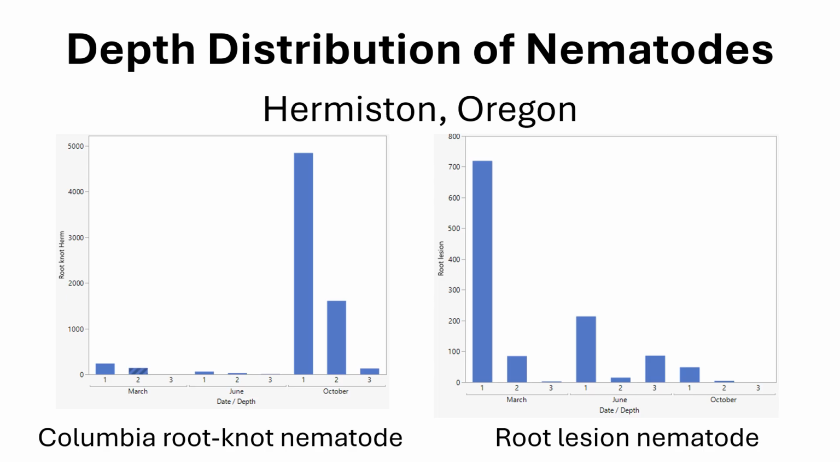We also saw the root lesion nematode in all 3 fields, but here we're starting with Hermiston, and you can see that the root lesion nematode had high population numbers in the spring before planting, and then decreased as the season went on.